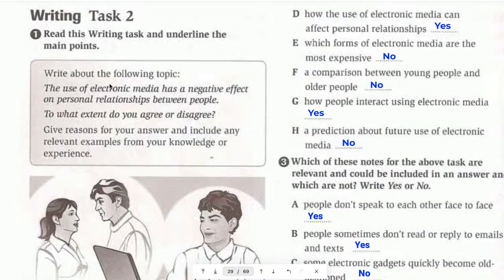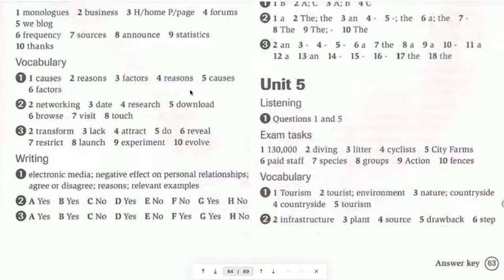So, what are the main points? Tell me. What did you underline? The use of electronic media. Yeah, electronic media. What else? Negative effect on personal relationships. Yes. To what extent? Oh my God, I thought extinct. No, extent. Okay. But actually this is very normal. Some other words are more important. Which one?